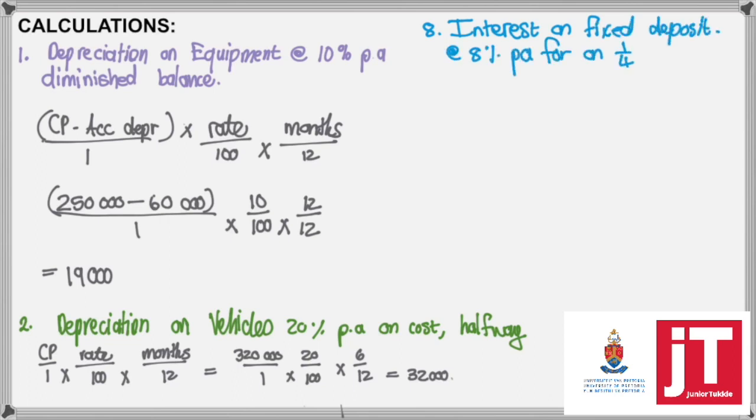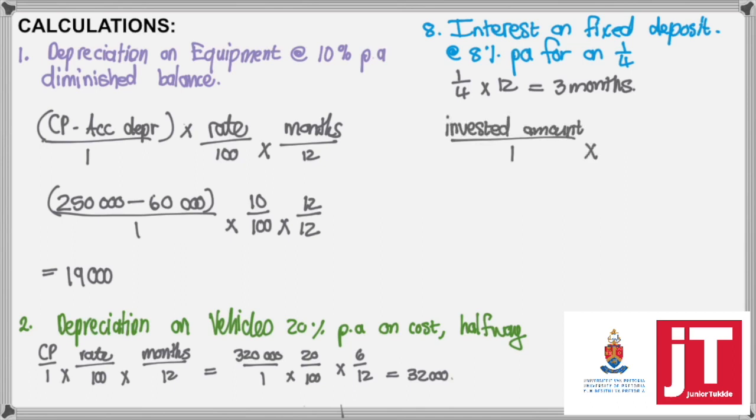Then we move on to calculation. The other adjustments, number 3, 4, 5, 6, 7, we don't need to calculate, because you just use the amounts as is. The next one we have to calculate is the interest, number 8. Interest on fixed deposit is 8% per annum for a quarter, because they say the last quarter has not yet been received. And as we said, a quarter of 12, because we use 12 months, is 3 months. That is very important to understand.